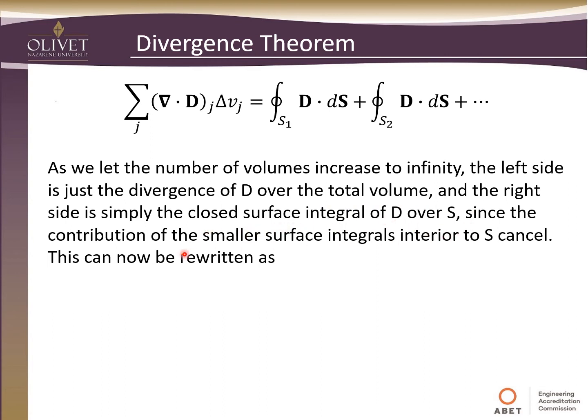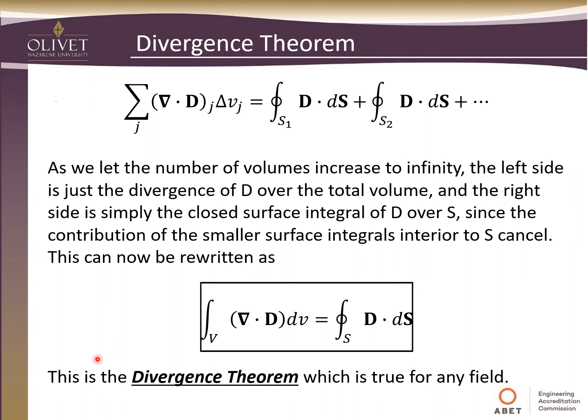So since the contributions of the smaller surface integrals interior to S cancel, we can now write this out as: the integral over some volume of the divergence of D should be equal to the closed surface integral of D normal to the surface. It's the same surface that's enclosing this volume. This is known as the divergence theorem. And this should prove to be true for any field that we come across.